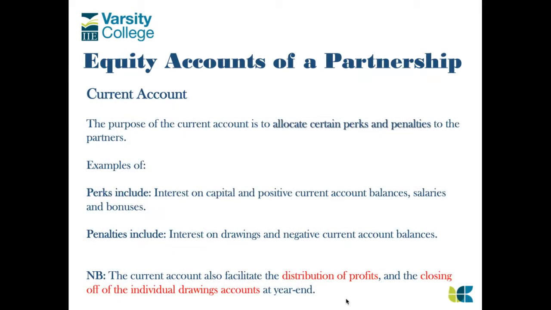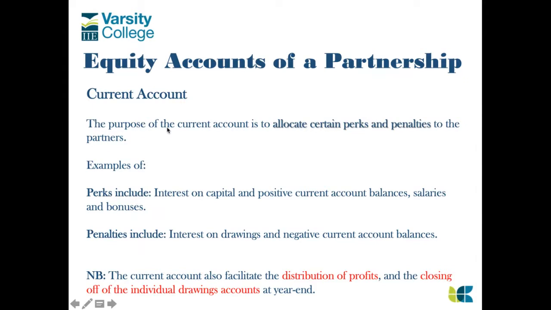So I made a bit of a mistake there. I said the appropriation account is the account we use to reward and punish. It's actually the current account. I meant to say the current account is what we use to reward and punish your partners, so to speak. The appropriation account is what we use to distribute profits. And you'll see this when we get there.